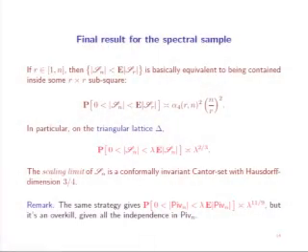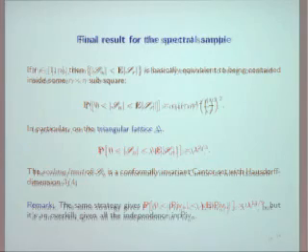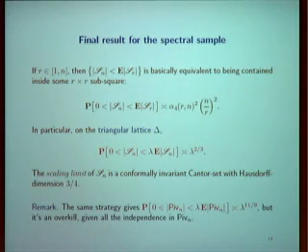With this we actually get the final result: the probability that the spectral sample is less than expected is basically equivalent to being contained in a single R by R subsquare, and that we know. I showed you on the second slide. So we do get that the scaling limit of the spectral sample is a conformally invariant Cantor set with Hausdorff dimension 3/4. You could run the same process with pivotals, but you get a different exponent. But it's overkill to do this, because pivotals have much more independence, so you don't really want to do that.